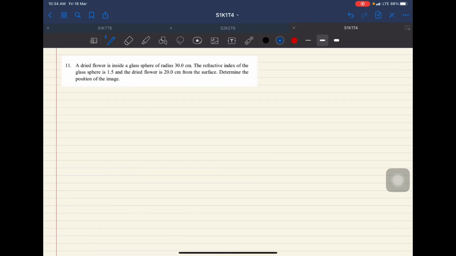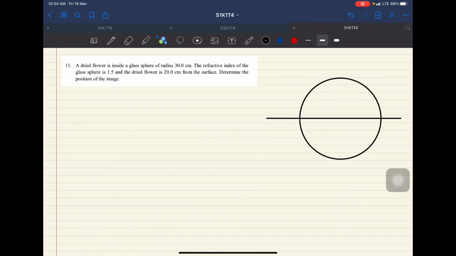And then the last question that we discussed is question 11. A dried flower is inside a glass sphere, so you have to draw. So this is my sphere. The radius is 30 centimeter. So r is equal to 30 centimeter, but we have to determine whether it's positive or negative later. The refractive index of the glass sphere is 1.5, so n here is equal to 1.5. Again, you have to determine which one is n1 and which one is n2. Outside the glass sphere is air, so it equals 1.